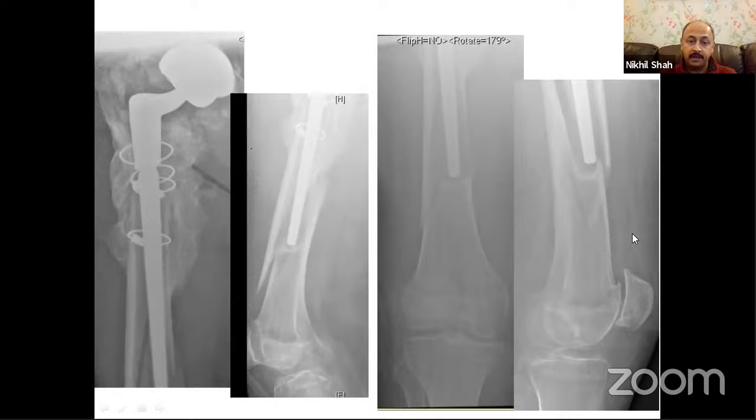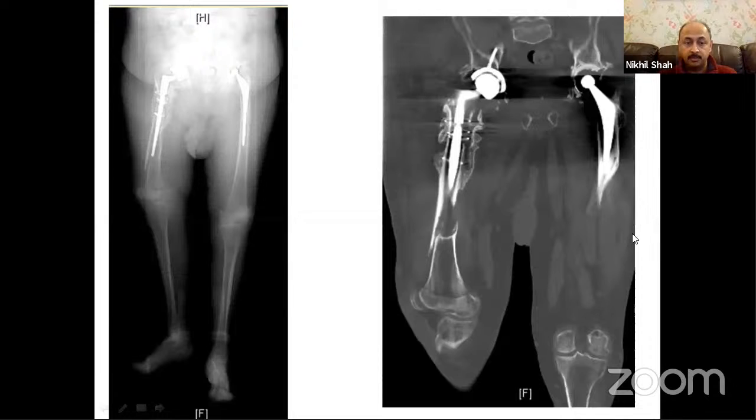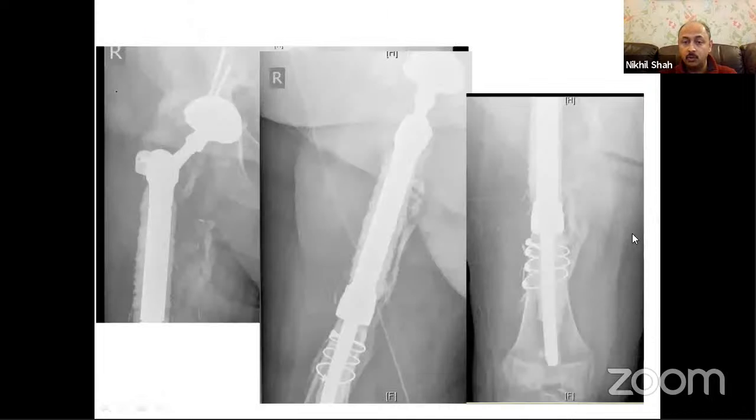Infection is suspected but has to be excluded. So in this case also we discussed the various different options, and we thought that the proximal femur is unreconstructible. This was a CT scan that shows you the level of shortening that he has got, and you can see that the bone quality is quite poor.